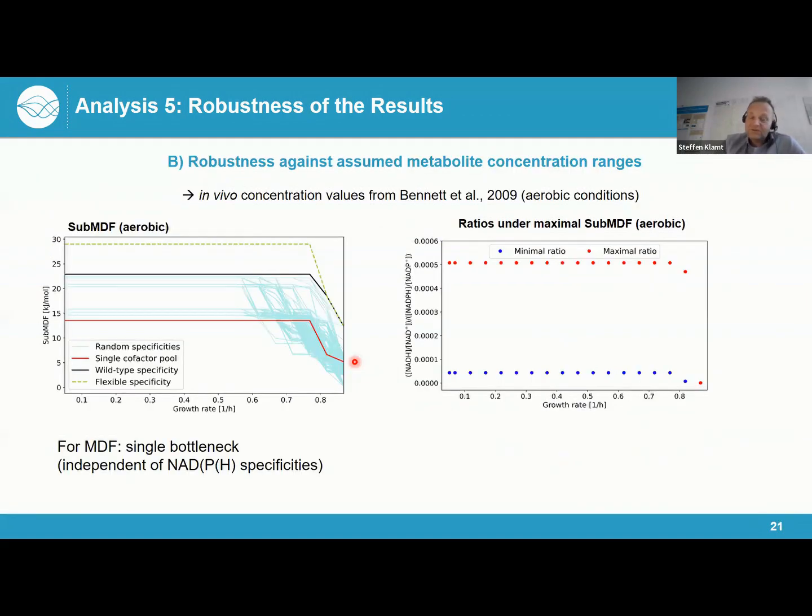The next thing that we then varied are the metabolite concentration ranges. Here in the calculations I've shown before, we have used really broad ranges for the feasible metabolite concentrations. And here we now use measurements that have been provided, again, in this paper by Bennett et al. We used these in vivo concentration values, which in the end are also ranges, but really tight ranges for the measured metabolite concentrations. And then we want to see what the MDF or sub-MDF would now be, and whether the Y-type specificity is really still advantageous.